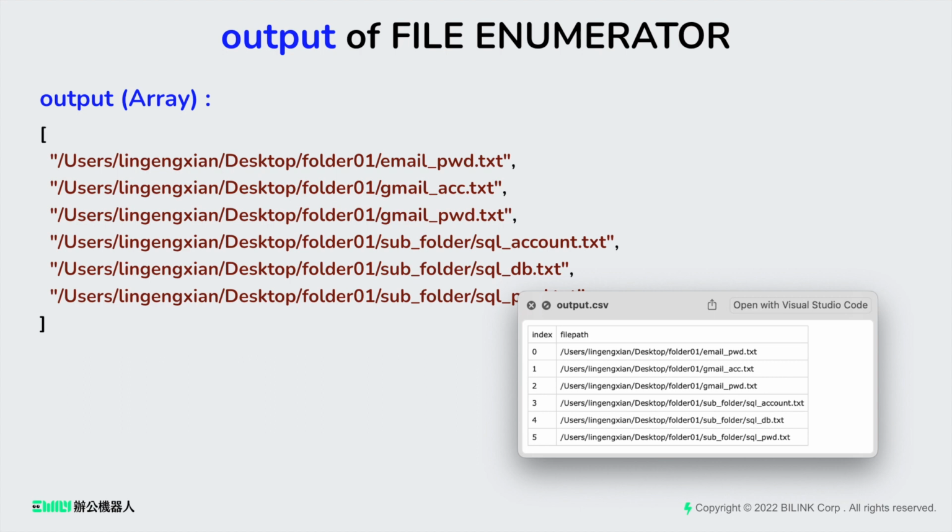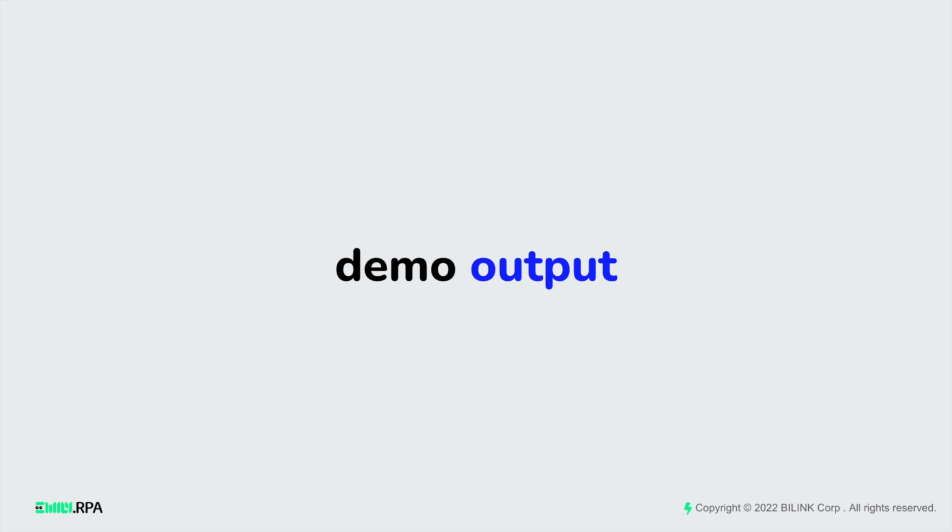Take the output on the screen as an example. There are 6 path information. Emily outputs the table content according to the output variable, which will be like the table in the lower right corner of the screen. Next, we will actually write the code to organize the file paths of all the text files in the folder into a table.